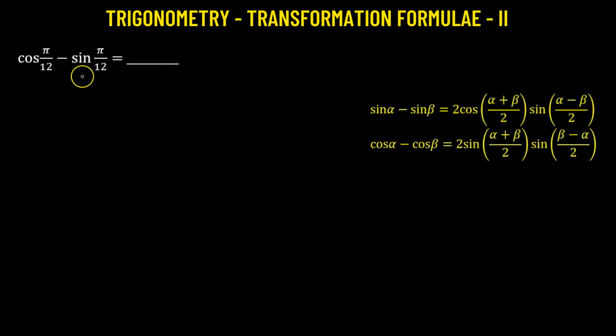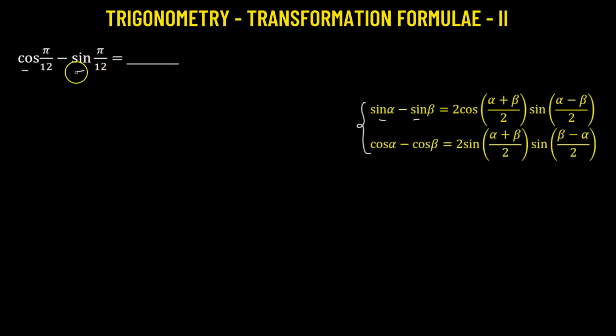So in this problem, we need to determine the value of cosine pi over 12 minus sine pi over 12. For this, we can use the transformation formula, either sine alpha minus sine beta or cosine alpha minus cosine beta. But here we can clearly observe that in the transformation formula, we need the two functions to be exactly the same. That means we can only take the difference of the sine function or the difference of the cosine function. Meaning in our case, we have the first term in terms of cosine and the second in terms of sine. So it's not going to work here.